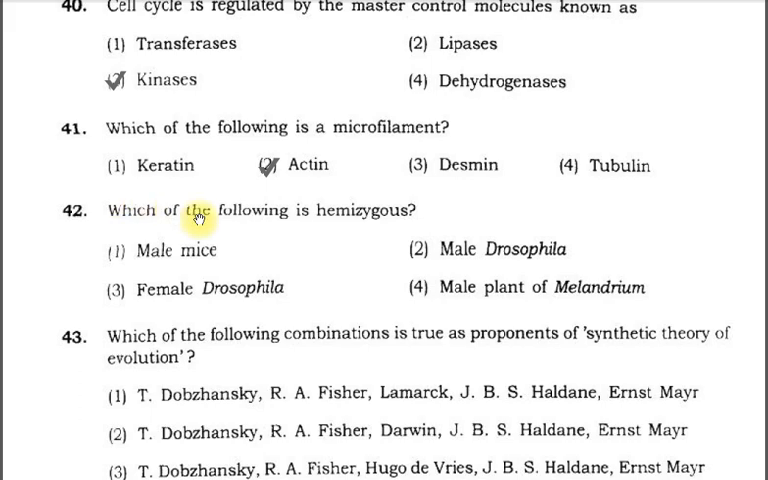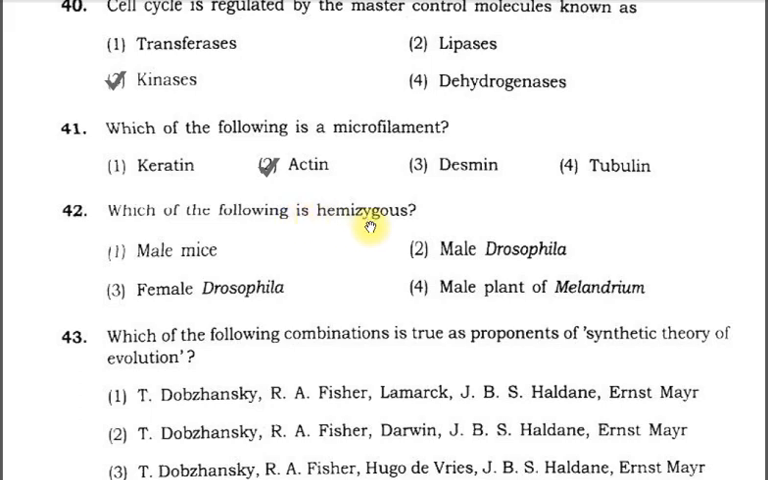So if we consider these 4 options, then out of these 4, the first option, male mice, obviously male mice is XY, so it is hemizygous. Male Drosophila is also hemizygous. Then the male plant of Melandrium is also hemizygous. So the one which is not hemizygous is the female Drosophila. So this question according to me is not correct. The question which is asked here, which of the following is hemizygous, is not correct.